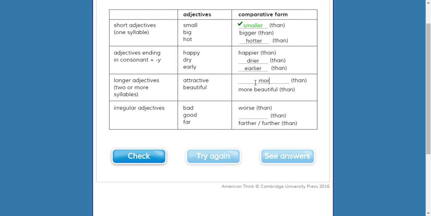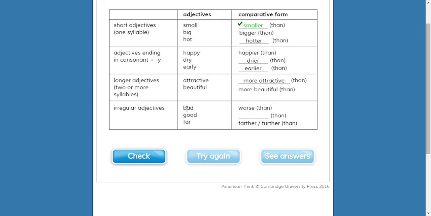Aha, more attractive. Okay, perfect. We have rule number one, short adjective, only one syllable. Rule number two, adjective ending in consonant plus y. Rule number three, longer adjective, two or more syllables. And finally, we have irregular adjective.